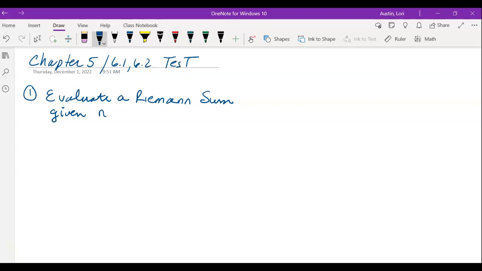Given n and given the interval a to b. So I'll give you all that. I will also give you the type of Riemann sum I want you to do. It will either be a left hand, a right hand, or a midpoint. I will give you all that information. You must use what I give you and do that single Riemann sum. Okay? And given the graph.